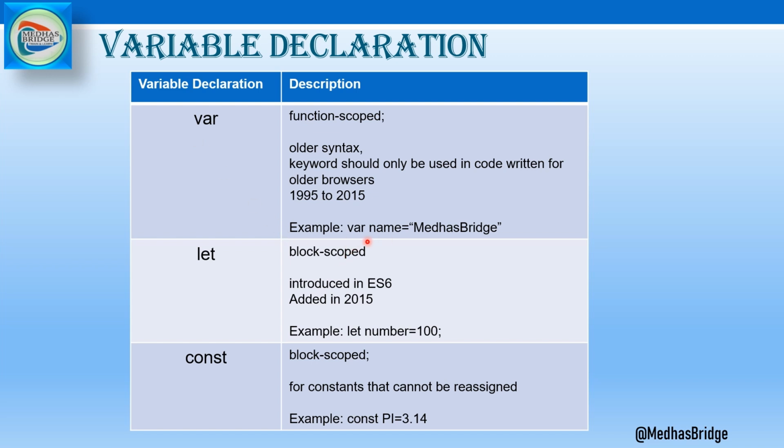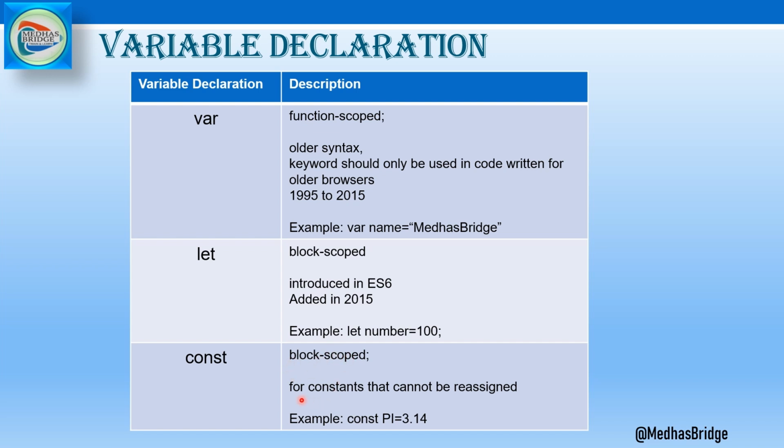Syntactically, var, variable name, equal to, assigning the value to it, is what you see as a var declaration. Later, let and const were introduced from 2015 onwards. These are called block scoped. We will see how the scope works while looking at sample programs. The typical example is variable name equal to 10, or using the keyword let, number equal to 100. The const one is again block scoped.